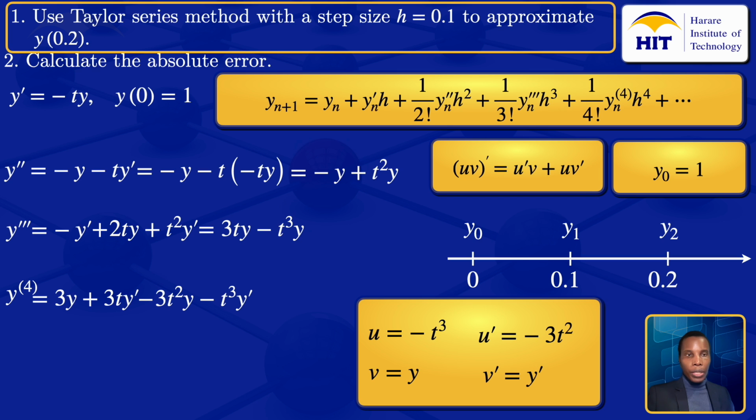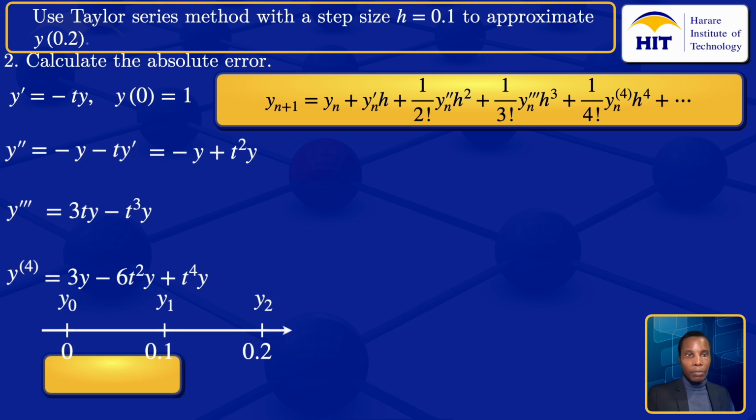And we substitute the value of y prime, which we are saying is minus ty here, so that our fourth derivative becomes 3y minus 6t squared y plus t to the power 4 y. So that's our fourth derivative there.